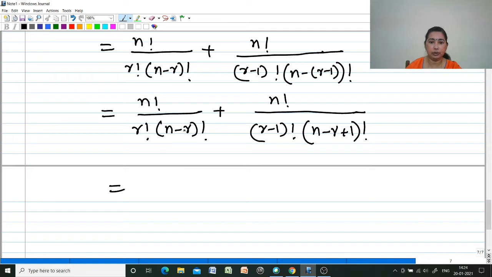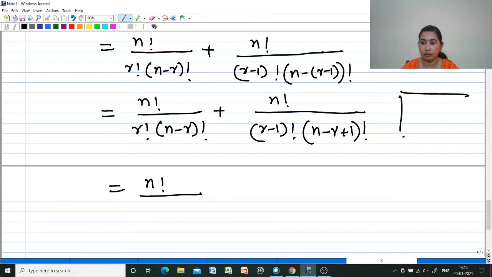And that is equal to, common terms we can take out. What are the common terms? N factorial is common. Then here r factorial, here (r minus 1) factorial. So, r factorial is the same as, what is r factorial? r factorial is the same as r into (r minus 1) factorial, that is decreasing. So, instead of r factorial, it is r into (r minus 1) factorial.